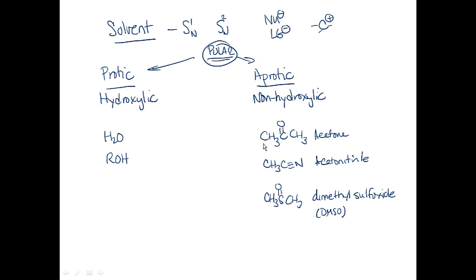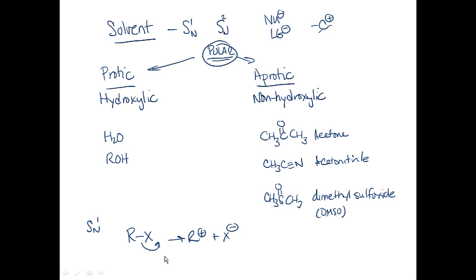Now, given these two classes of polar solvents, do they play any role on the rate of an SN1 or an SN2 reaction? Well, let's start with what role they would play in SN1. So can you write the rate determining step for an SN1 mechanism? Well, I can. And my rate determining step of SN1 is the formation of the carbocation. That's my rate determining step.